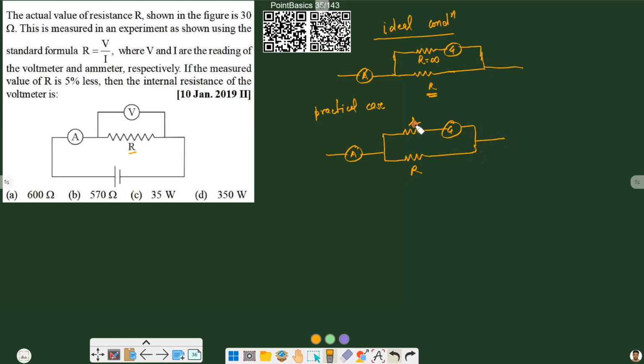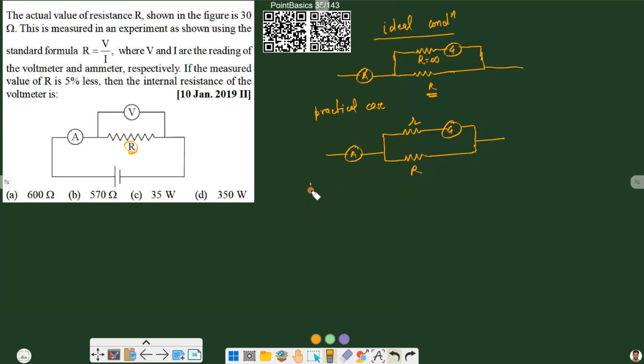Now, when there is a certain fixed, non-infinite value, then when we measure the potential, we are measuring the potential across the parallel combination of both of these. In the circuit, it looks like we are measuring the potential across the resistance R only, but in reality, when this voltmeter has a certain fixed lower value of internal resistance, we are measuring the potential across the parallel combination of both of these.